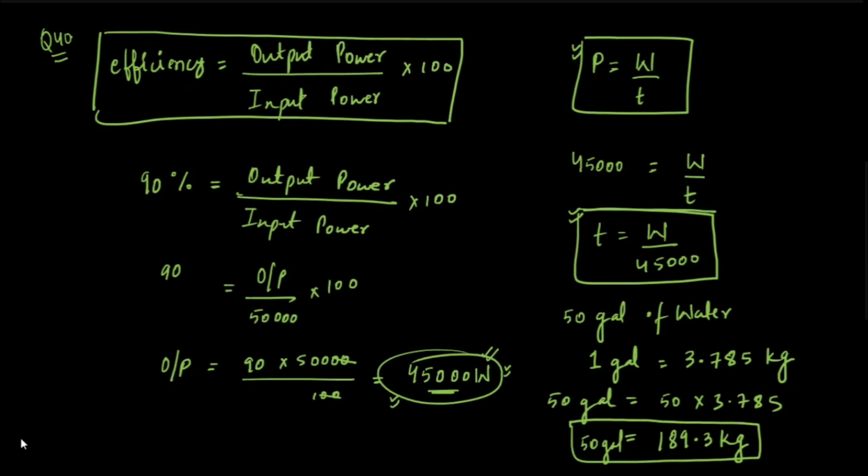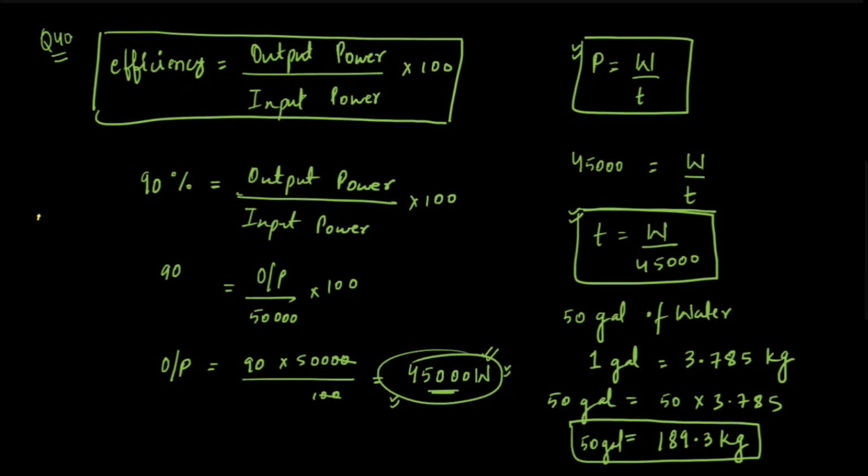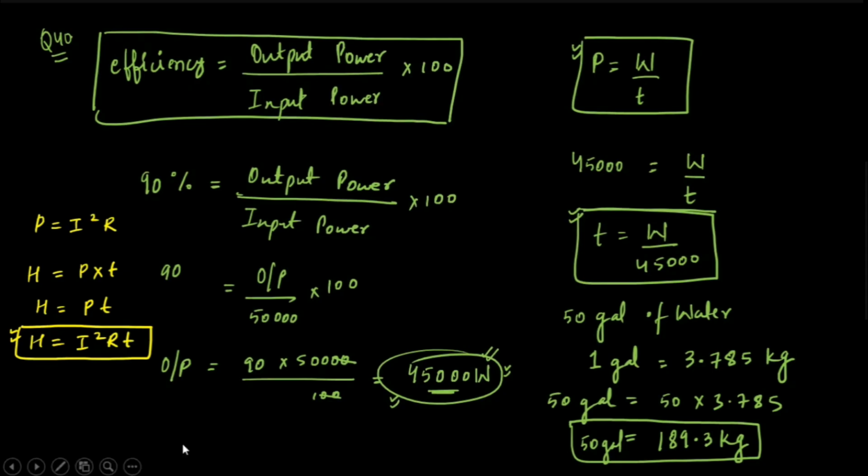One more relation I'll let you know. Basically power and heat have a relation. As we talked, power is nothing but I square R, right? Heat is defined as power times T. So heat can be calculated as power, and in place of power we can write I square R. So this is again one such relation. That much heat is required to do the change. So think about it.